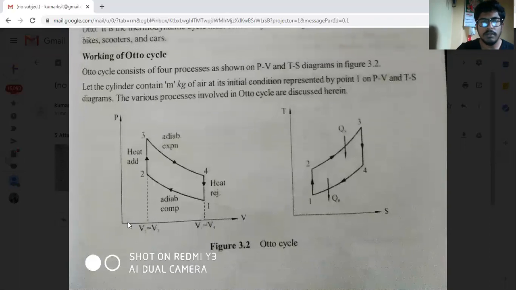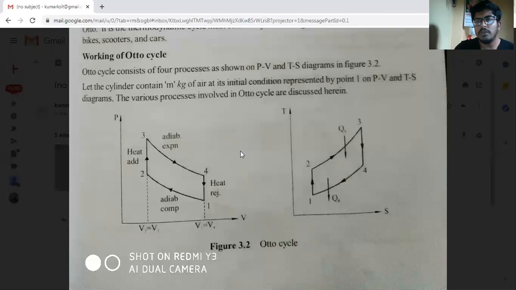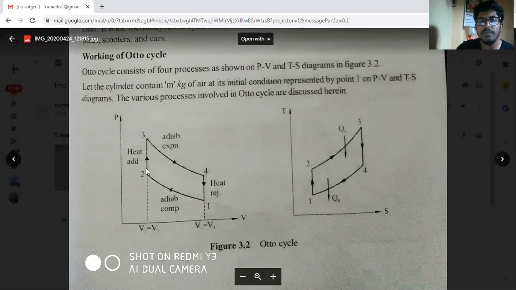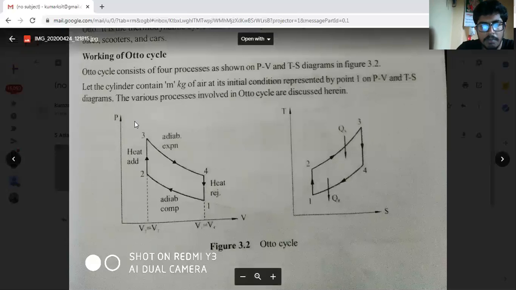Let us consider m kg of air contained initially in an engine, as represented by point 1 as shown in the PV and TS diagram. The 4 different processes of the Otto cycle that we will discuss are as follows. This is a PV diagram.